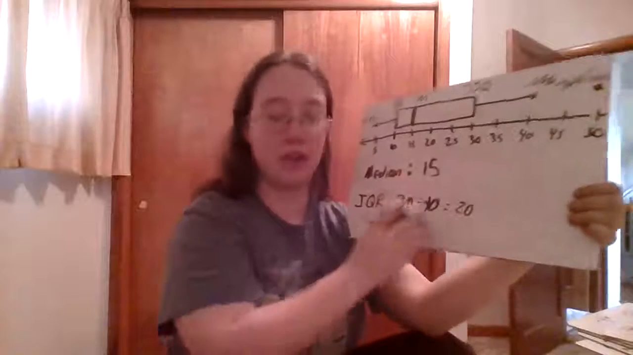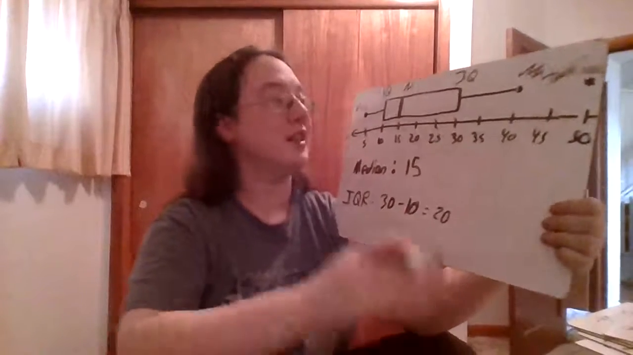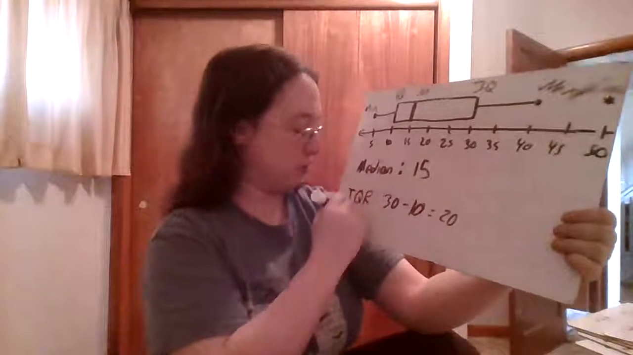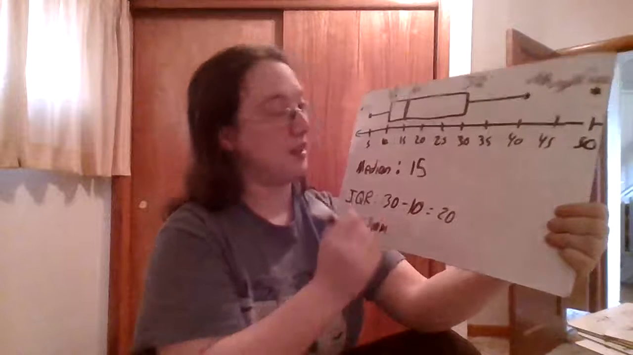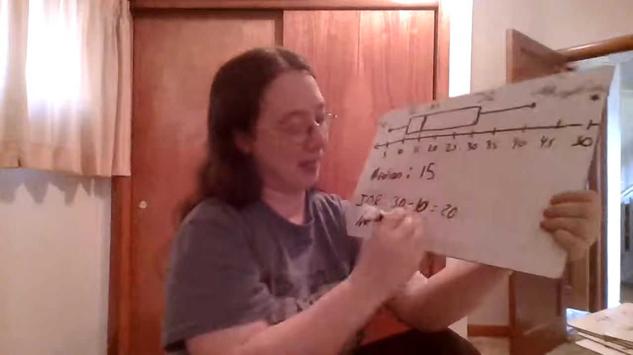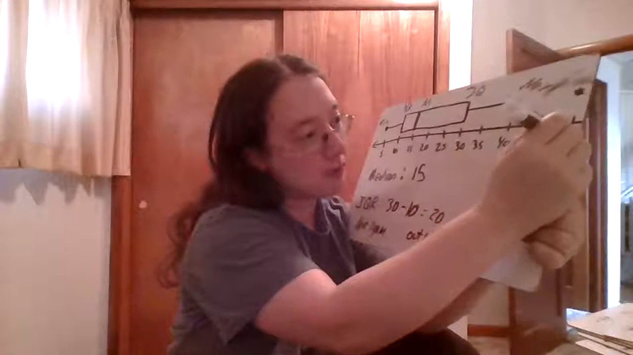So we got our median, we got our interquartile range, and then if we want to describe what else is going on with this graph, well, first of all, it doesn't look very symmetrical. It's not symmetric. And we've got an outlier hanging out over here. That's a 50.